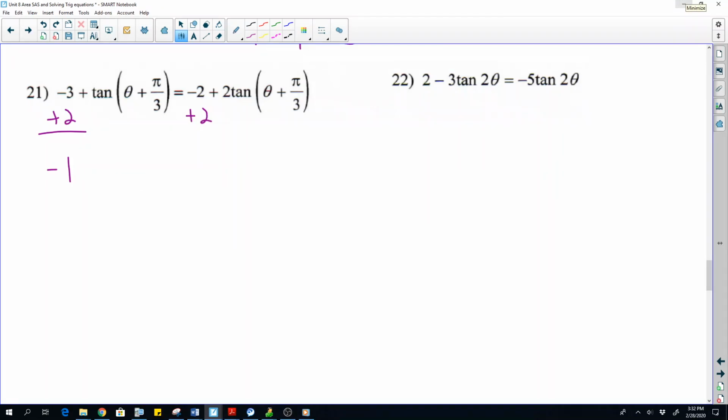That's the last thing I said, so I thought I'd say it again. So negative 3 plus 2 is negative 1. So we got that to the other side. Now, how do you get tangent over the other side? Well, this is a 1 tangent theta plus pi over 3. This is a 2 tangent theta plus pi over 3. So can't we just go ahead and minus that 1 tangent theta?